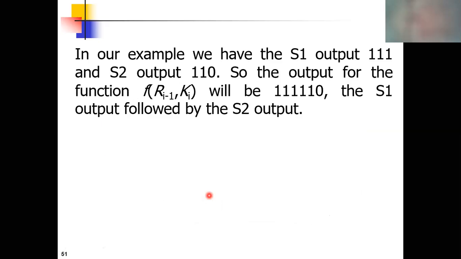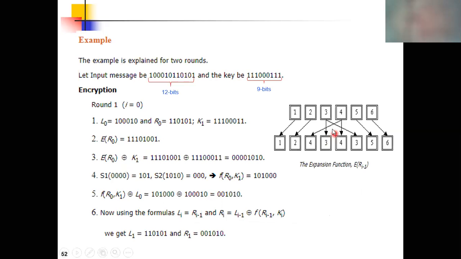What does the expansion function do? It basically maps 6 bits onto 8 bits. Why do we have to do it? Our key for the first round is 8 bits, and the number of bits in the right block R naught is 6 bits. Either we have to map K1 from 8 bits to 6 bits, or we have to apply some expansion function on R naught that maps 6 bits into 8 bits.